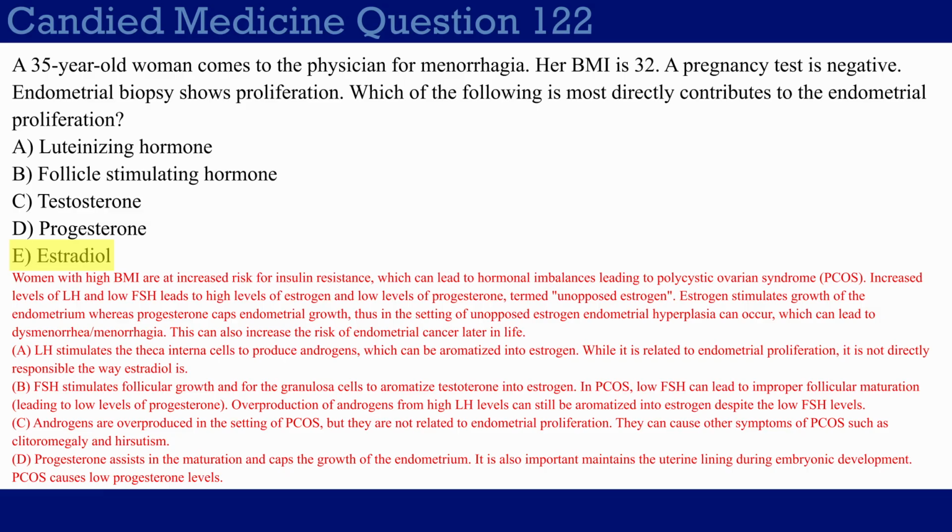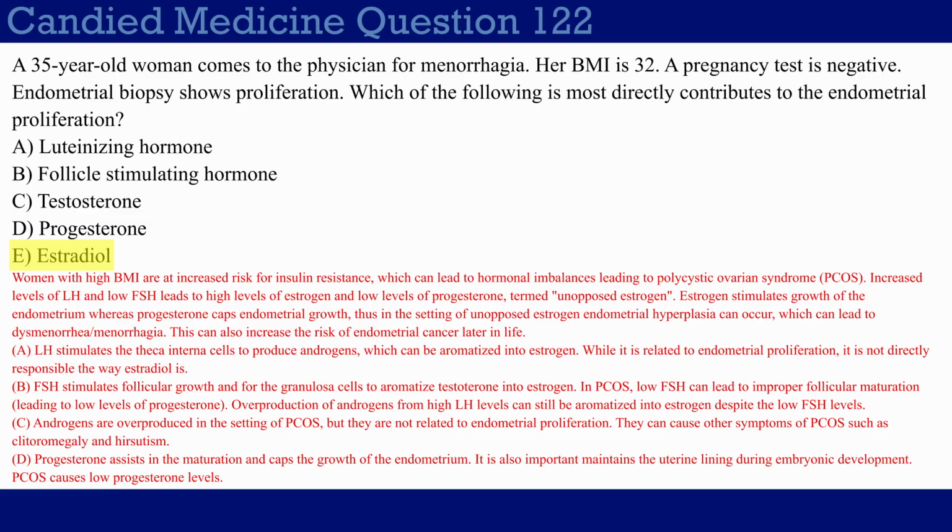Choice B, follicle stimulating hormone. Like I said, FSH is low in the setting of PCOS, so it's just a bad answer choice. Real quick, once again, FSH stimulates the granulosa cells to aromatize testosterone to estrogen and can also stimulate follicular growth. And it is because of the lack of a proper corpus luteum that you will have low levels of progesterone, which leads to the endometrial hyperplasia.